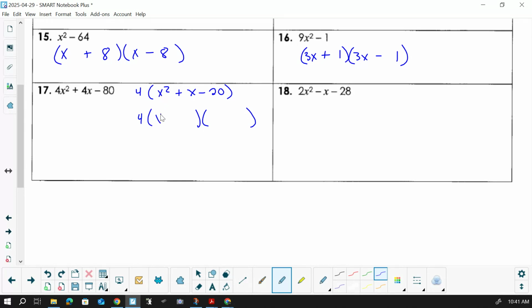Okay, so we got x, and then to get a 20, I'm going to do 5 and 4. I could have done 2 and 10, 1 and 20, but I know it's got to be a difference of 1 in the middle, so that's why I did 5 and 4. Okay, different signs, I knew that, right? It's positive middle, so we're going to put the plus and the minus, and you can try it and it'll work. Last one of these.